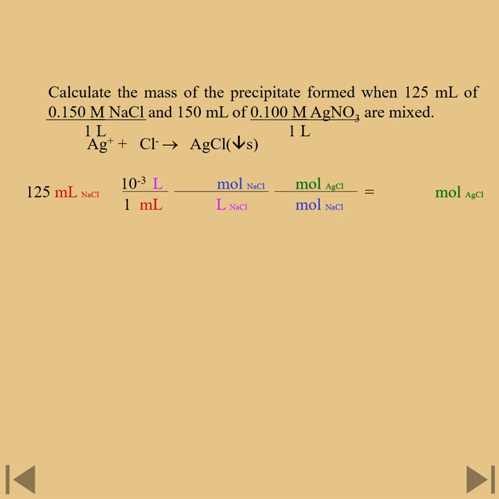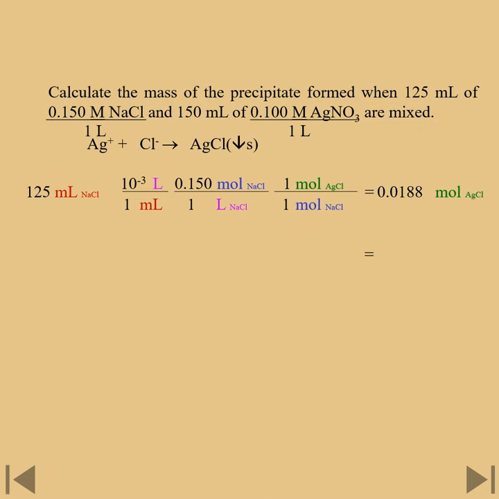Okay, 1 milliliter, 10 to the negative third liters, and that's 0.150 moles of sodium chloride per liter. And it's a 1-to-1 reaction. Just because it's 1-to-1 doesn't mean you don't need to do that step. Or 0.0188 moles of silver chloride, which seems to make sense.